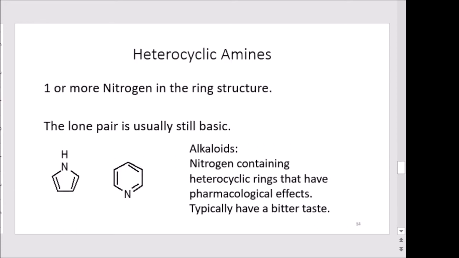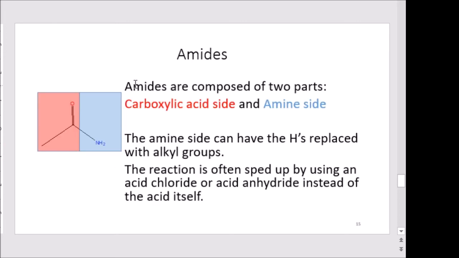All right. Heterocyclic amines, as long as you keep the lone pair, it is still basic. All right. And so alkaloids, for instance, are heterocyclic amines, and they have very specific tastes and structures.